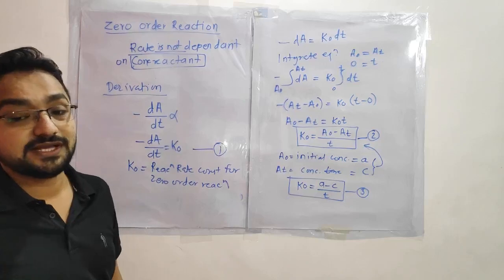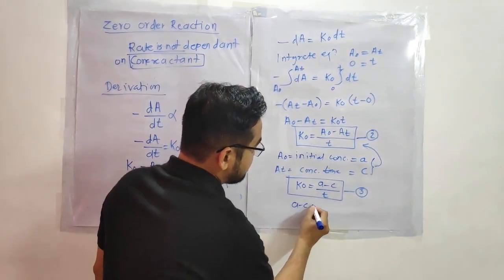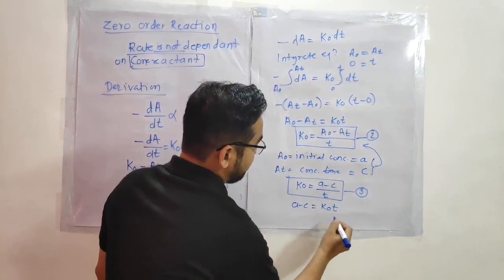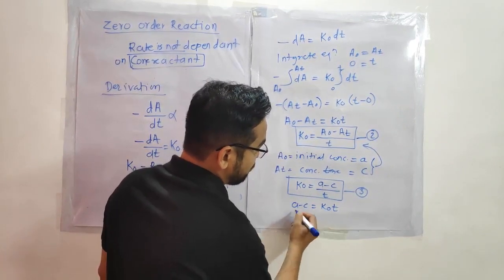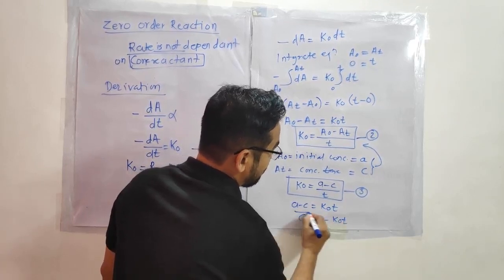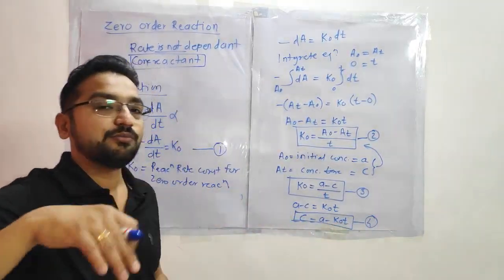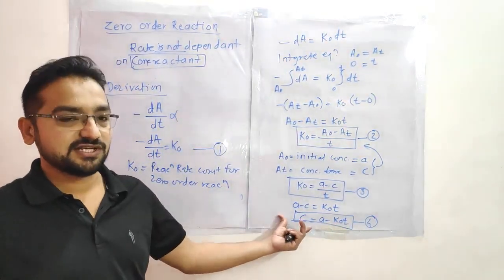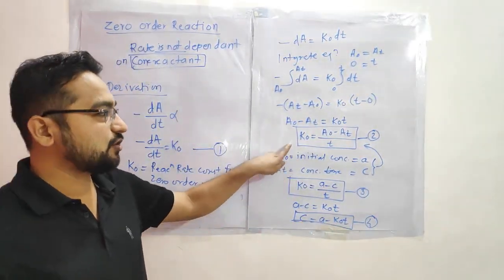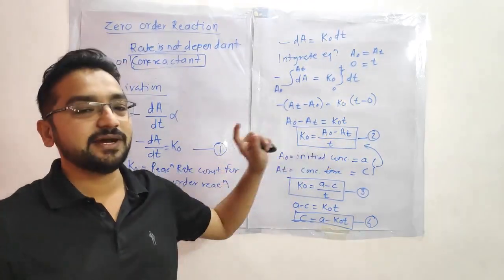Now coming to the next equation, if you simplify this equation, a minus c is equal to k0 into t. Now if you want c on one side, it becomes c equals a minus k0 t. So this is the important equation 4. Why is this an important equation? Because we want to plot the graph from this equation. But the zero order kinetics equation is k0 is equal to a0 minus at divided by t.